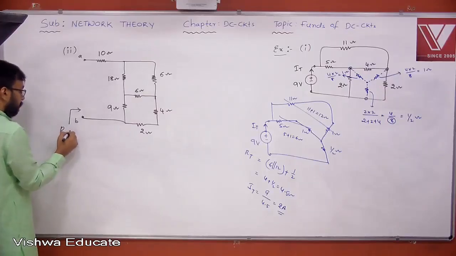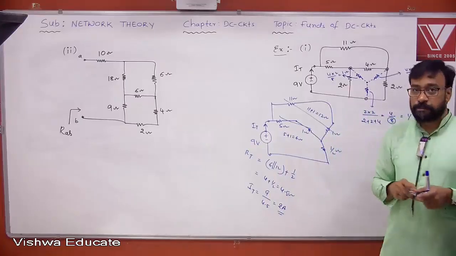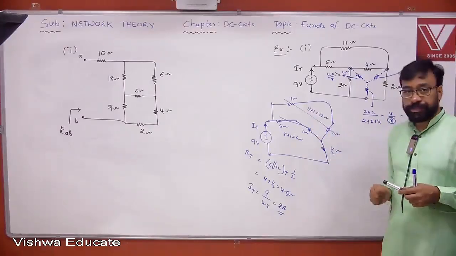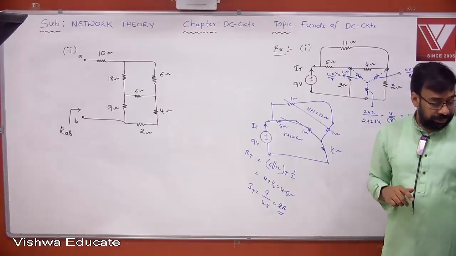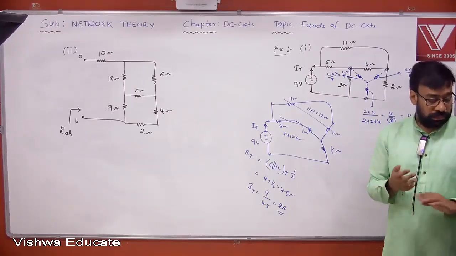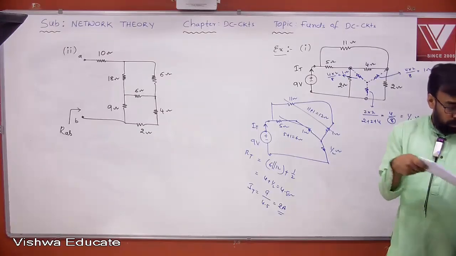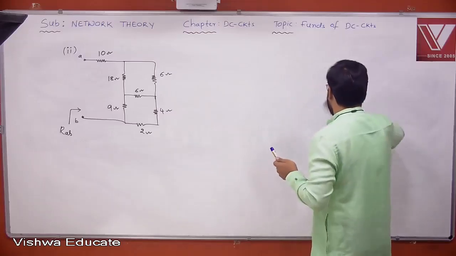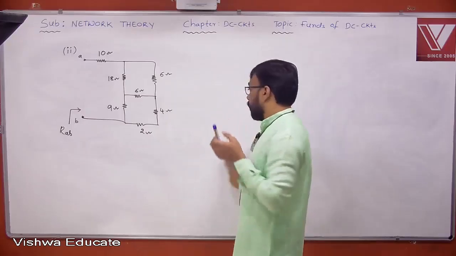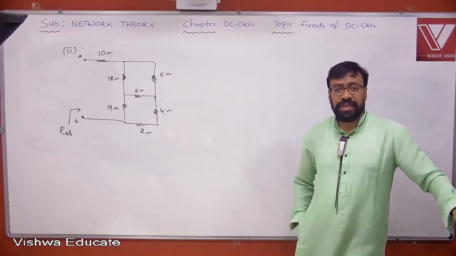Find RAB. Note this problem, solution, and then note down that problem as well. Find RAB. If you find there are no series and parallel, all neither series nor parallel case, generally we go for star delta transformation, right? Wherever the reduction is not possible using series and parallel, there we generally prefer what?